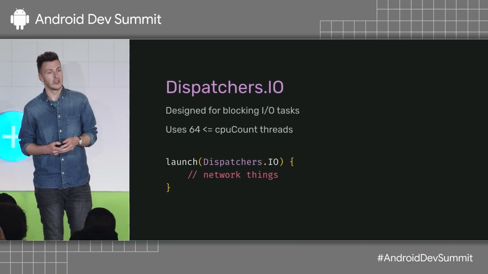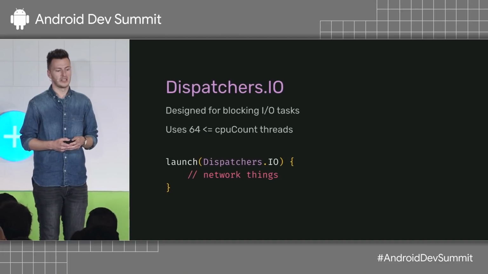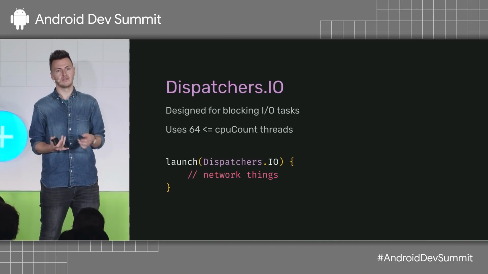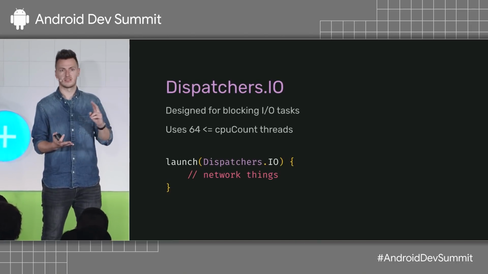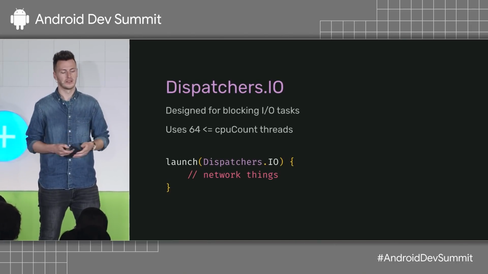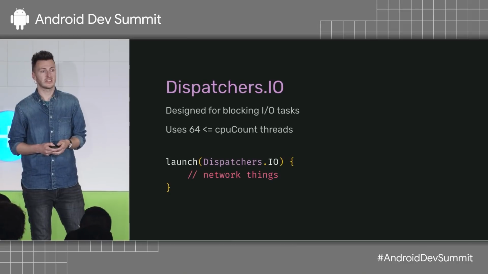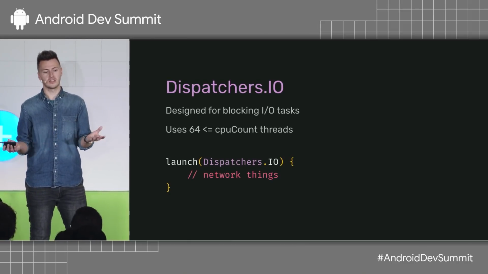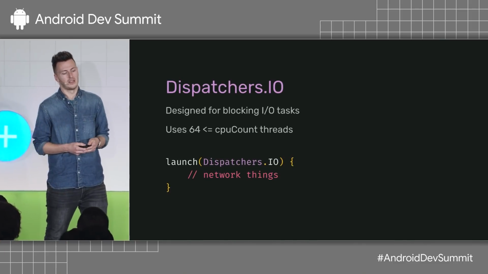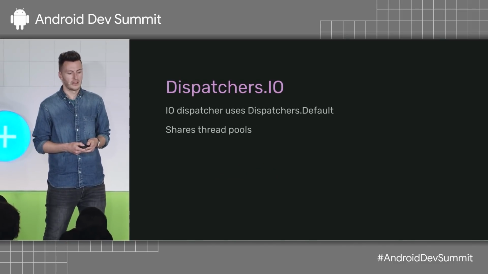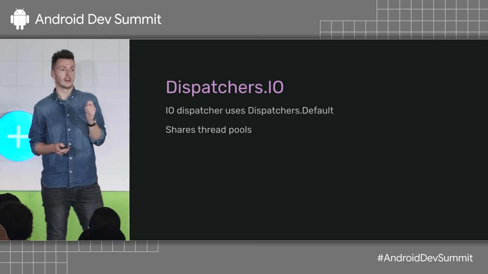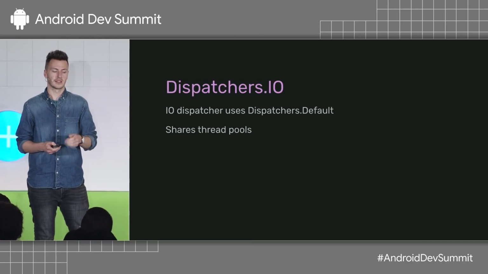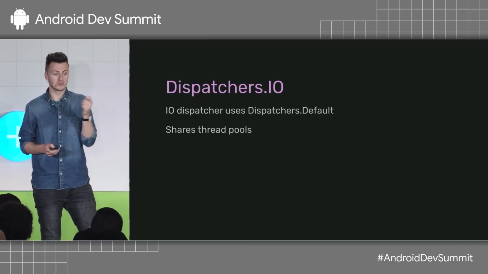There's also Dispatchers.IO, which was added fairly recently, and it was designed specifically for blocking I/O tasks. So things that we really care about: network, image loading, reading from disk, database, and so on. It uses a minimum of 64 parallelism, which basically means that you can have up to 64 tasks run at a time, which is great for what we need. So yeah, you can launch it like that. But the really great thing about the I/O dispatcher is that it shares thread pools with the default dispatcher. And the point where it becomes great is this.